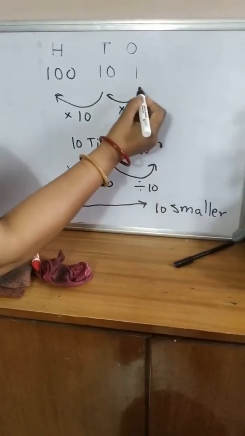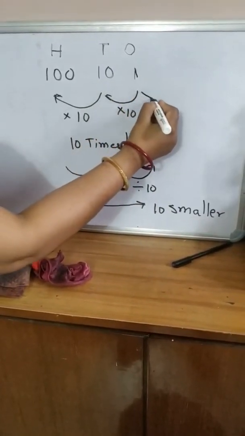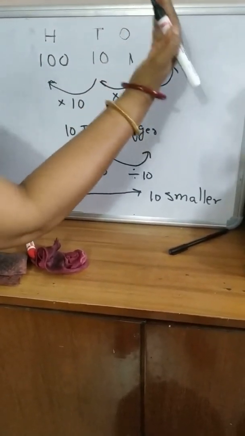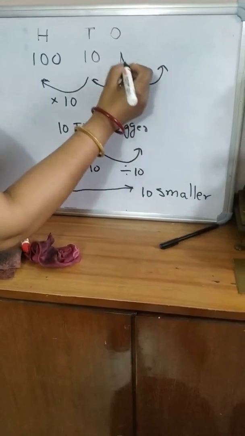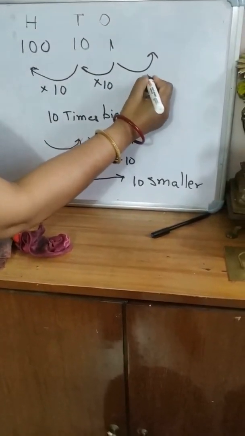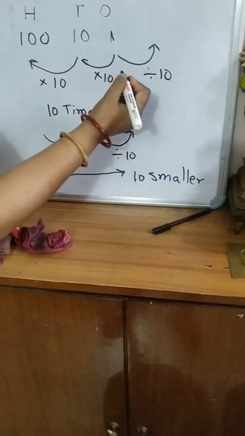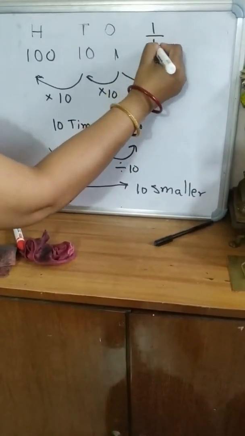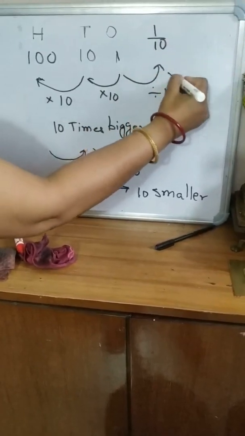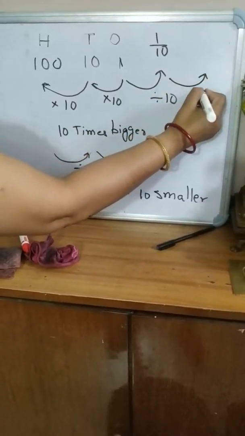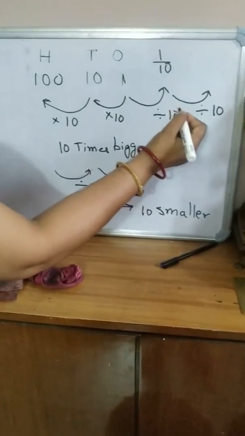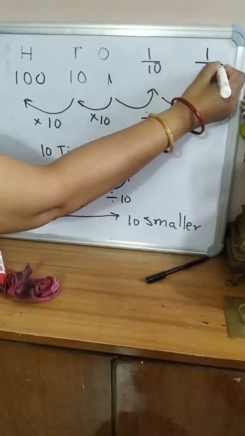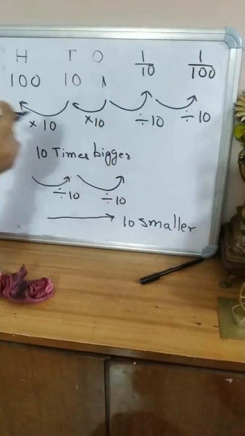When I want to go from the ones place further towards the right, what will I do? Again I will divide by 10. So this will become 1 by 10. Again I am moving further towards the right, then again I will divide by 10. This 1 by 10 will be divided by 10, and it becomes 1 by 100.